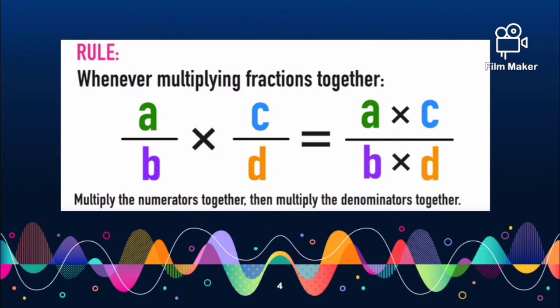The rule to multiply two or more fractions: whenever multiplying fractions together, we will multiply the numerators together, then multiply the denominators together. In this example, you can see a by b multiplied by c by d is equal to a multiplied by c over b multiplied by d. The numerators are multiplying together, and the denominators are multiplying together. So, when we multiply two or more fractions, we always multiply the numerators together and the denominators together.